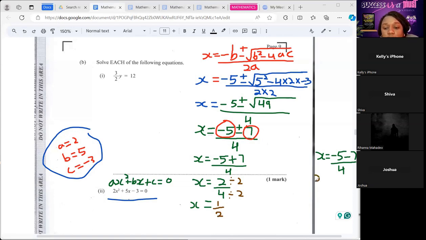And the next x value will be, when you have two negative numbers, -5 and -7, you add them, and the answer is always going to be negative. So -12 over 4, and then you divide this, a minus divided by a plus is a minus. 12 divided by 4 is 3. So the two values of x are a half and -3. Right?